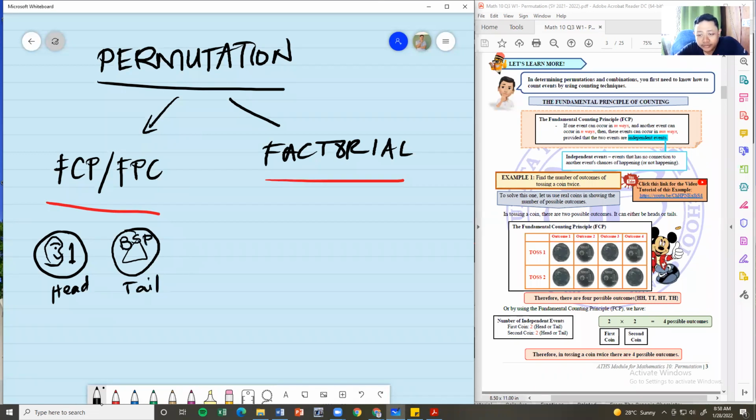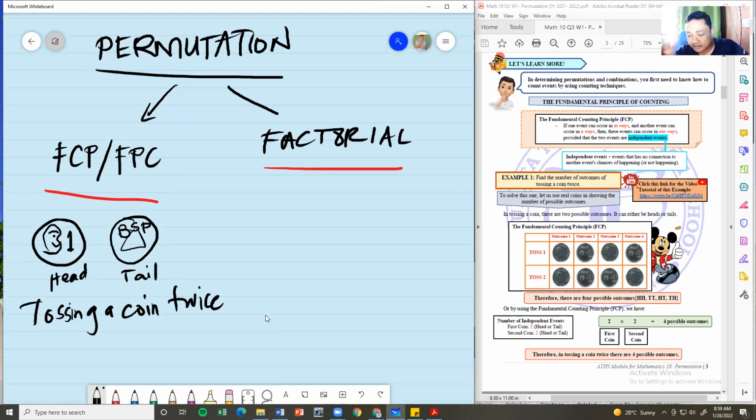Okay, so for example, how many outcomes will there be when you toss a coin twice? Tossing a coin twice. So what will be the number of outcomes? Therefore, you have two events: the first toss and the second toss. These are the two events. So all we need to do is to multiply them.